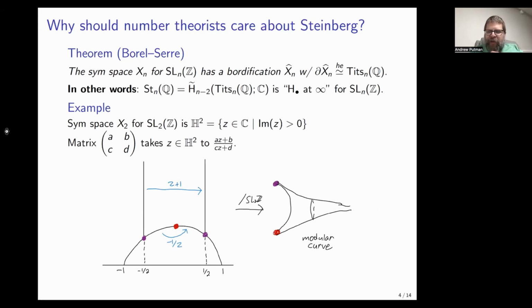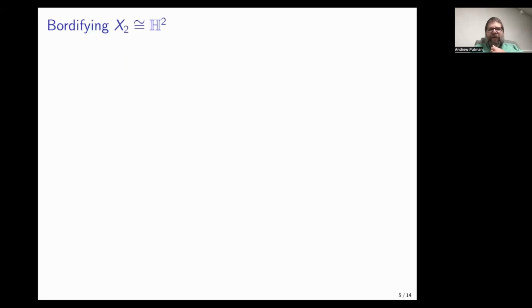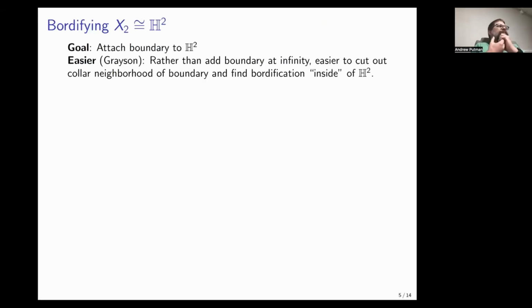And so that's what Borel and Serre do. And there's an easy picture of this. So how do we bordify this? The goal is to attach a boundary, but from even just a point set topological point of view, this is not as easy as you would like. Borel-Serre's paper is very technical because they know what the boundary is supposed to be, and so they know what the space is as a point set. But when you actually want to define the topology on the union of the symmetric space and these points at infinity, it's pretty technical.